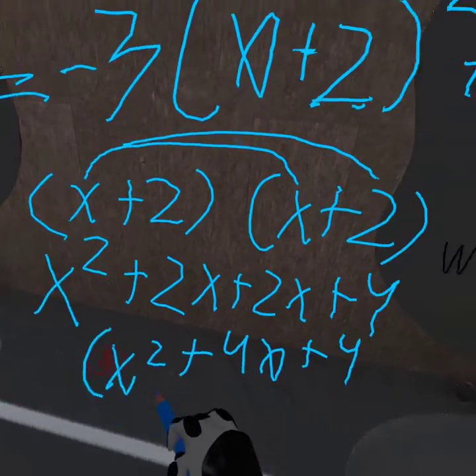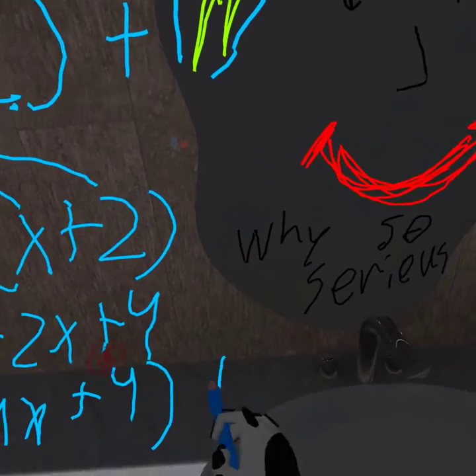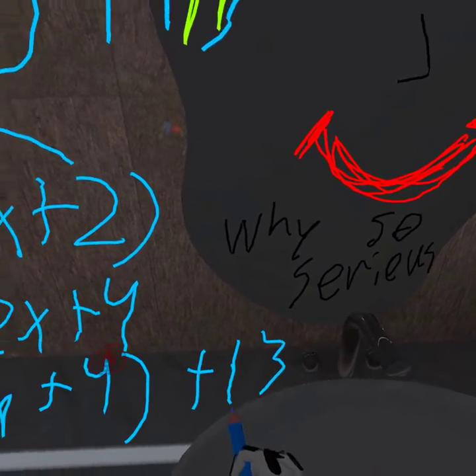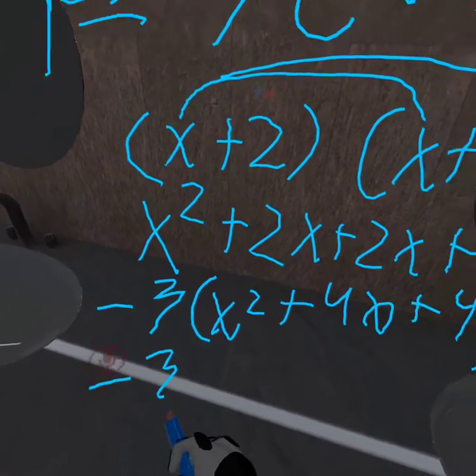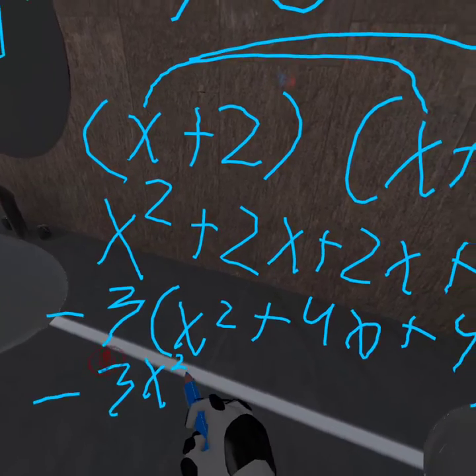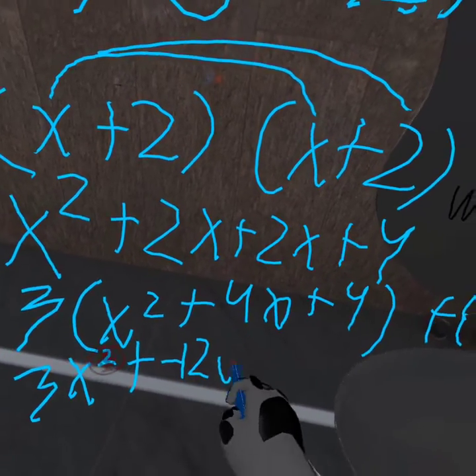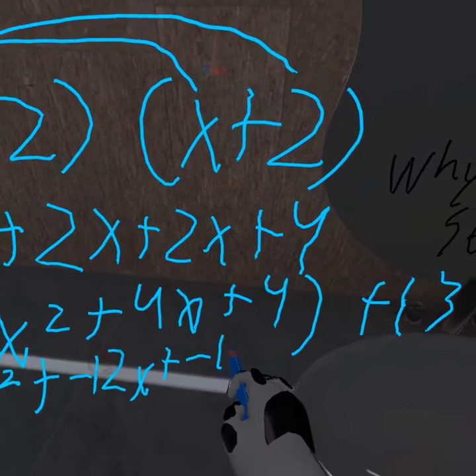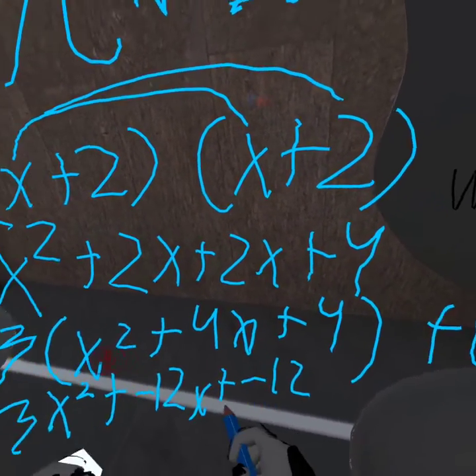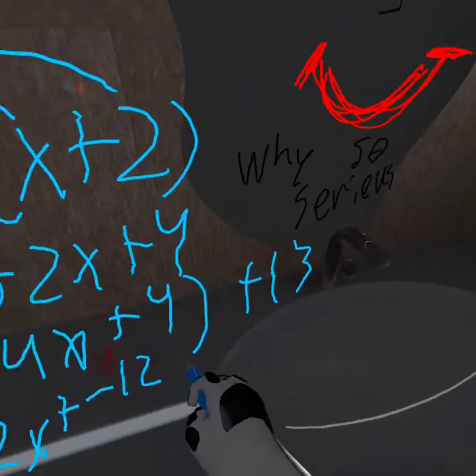But we can't forget that we also have this negative 3 and plus 13 at the ends. So we just put those back in parentheses with the negative 3 right here and the plus 13. And due to PEMDAS, we would multiply first. So negative 3x squared plus negative 12x plus negative 12. Of course, you don't have to put the plus signs, you could just put minus signs, and you know how math works, hopefully.